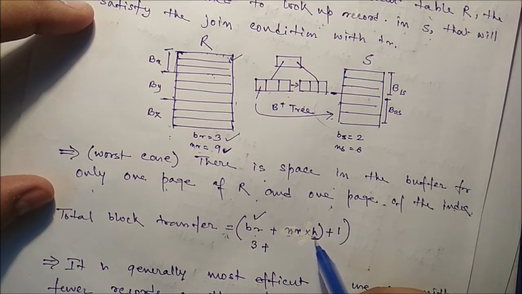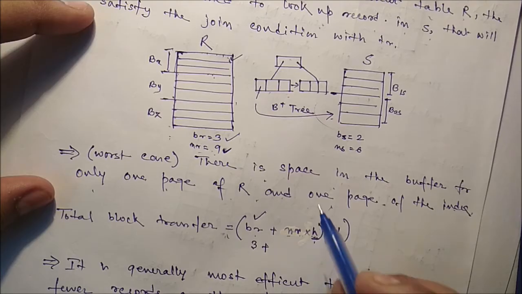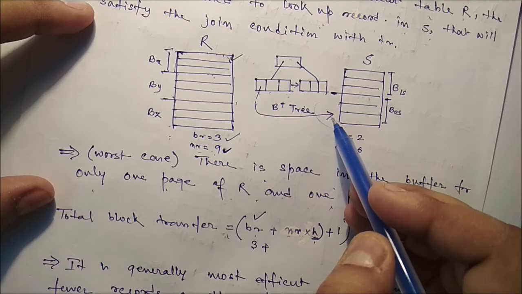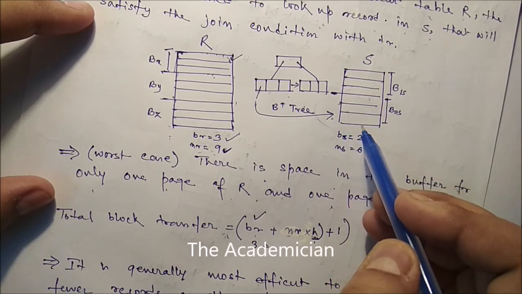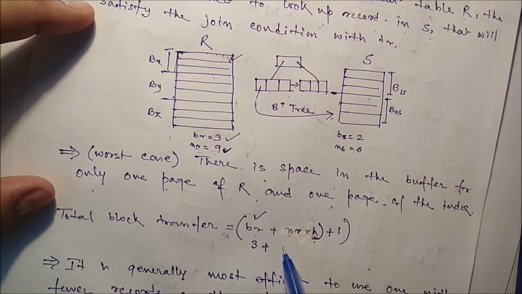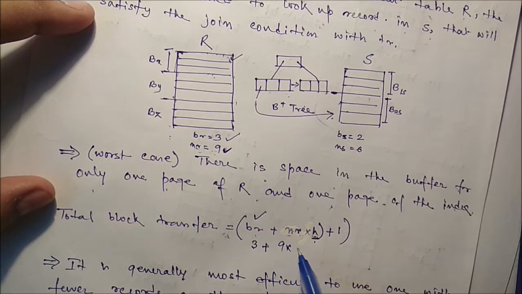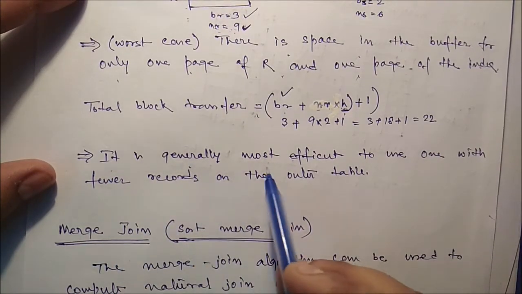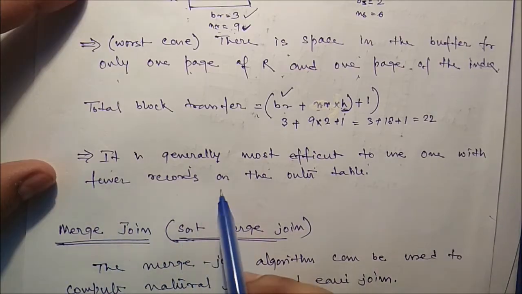Now for each and every record, NR is the number of records. For each and every record we have to access this particular height, so we have to transfer NR into H. After getting this particular address, you have to fetch that particular record to merge. So to fetch that record, we have to transfer this particular block. So what will the total be? BR plus NR times H plus 1. Suppose NR is 9 and H is 2, so it is 2 plus 1. So the total will be 3 plus 18 plus 1, so it is 22. So it is generally most efficient to use the one with fewer records as the outer table.